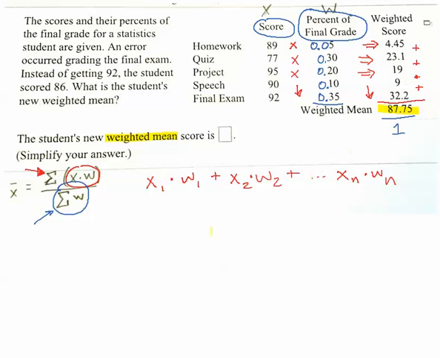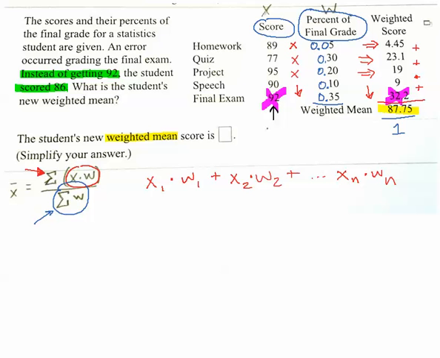So hopefully that explains what's being done here in the table. Now the actual question is, what would be the weighted mean, and how would it change if instead of getting a 92 on the final, you scored an 86. So 92 is gone, but the weight doesn't change. Our weighted score will change, and let's see how.